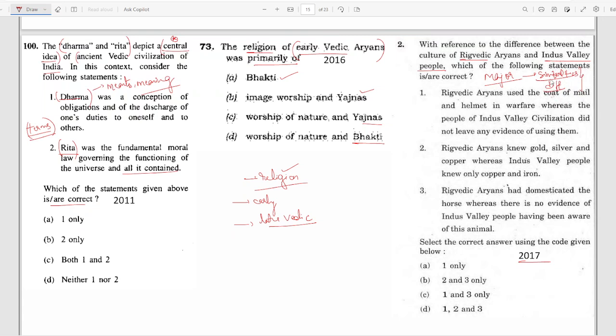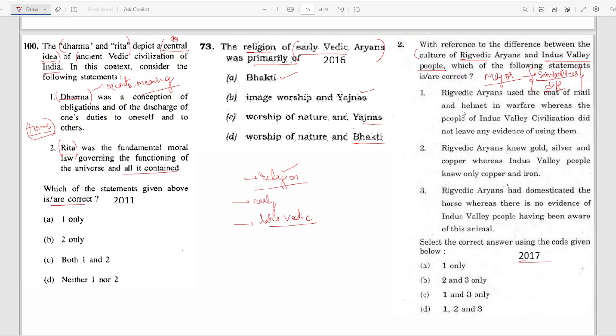If they are directly given, then it's well and good, but if they have not been given, you have to search for it and then make note of it. So make a chart: what are the differences and what are the similarities. In this case, they have asked about the difference between the culture of Rigvedic Aryans and Indus Valley people. Which of the following statements are correct?